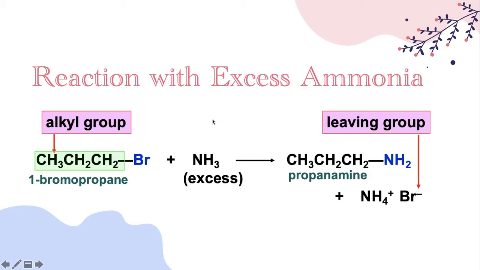The fourth one is reaction with excess ammonia. So this must be in excess, NH3. The replacing group NH2 will replace the halogen in the haloalkane, and the leaving group is Br minus, with side product NH4 plus.